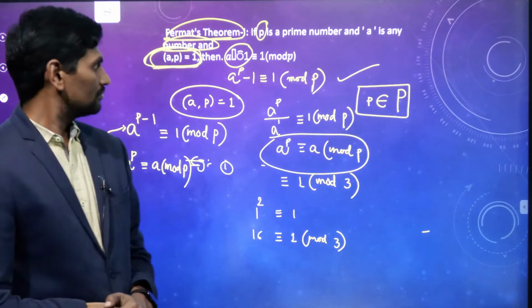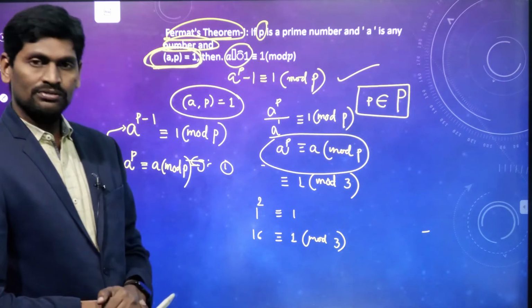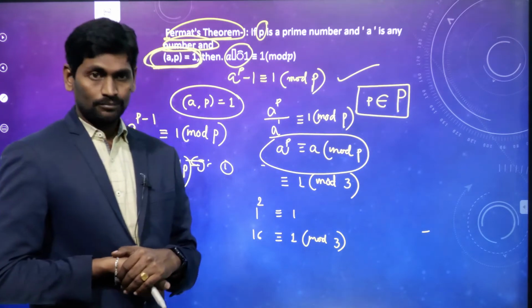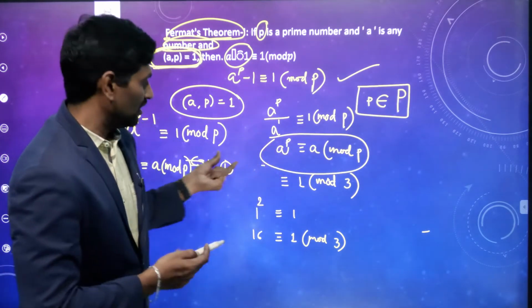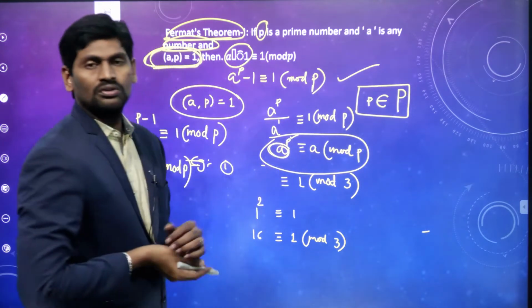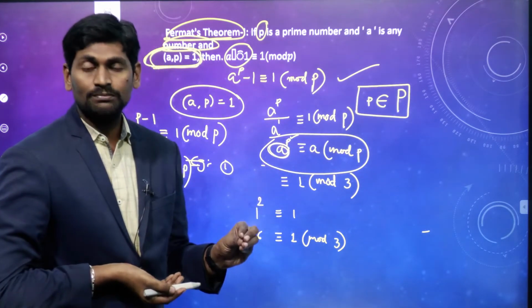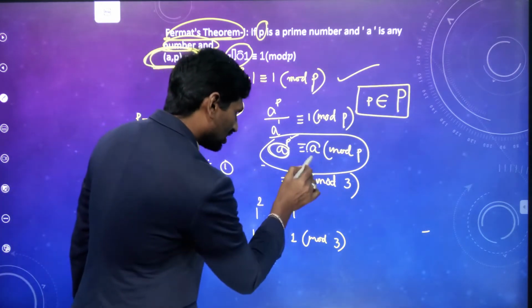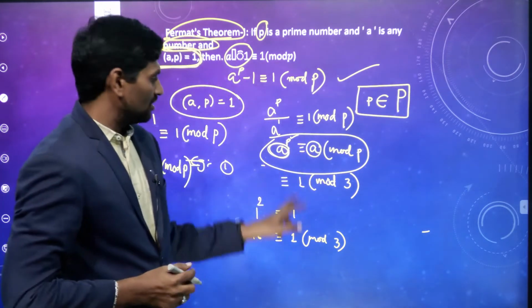Okay? Just simply remember this one: A power P is congruent to A modulo P, where A and P must be co-primes. That means there is no common factor between them. And here also A, that means both are the same values.